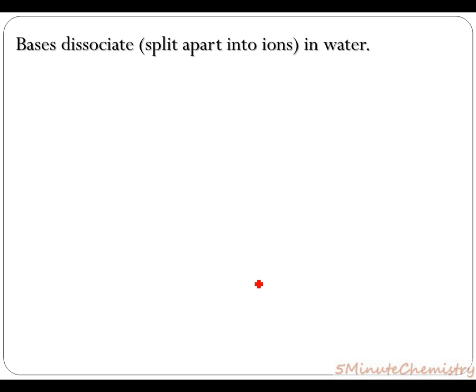Now bases also split apart into ions in water. As an example of that, we have sodium hydroxide, a base, and that sodium hydroxide will divide into its positive and its negative halves. So your sodium, your Na plus ion, along with your hydroxide, the OH minus ion.